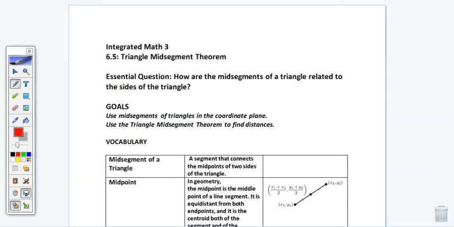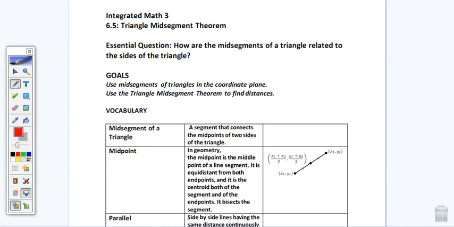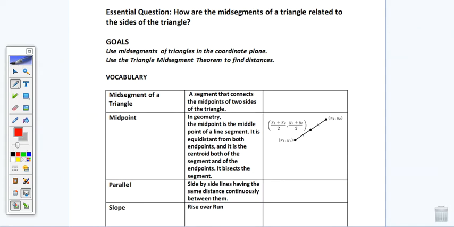How are the mid-segments of a triangle related to the sides of a triangle? Well, here's the deal. Mid-segment, midpoint, we're kind of at the halfway point, right? So think halves today. This is pretty simple. I'm going to be honest with you today, all right? Very simple stuff today. Okay, here we go.